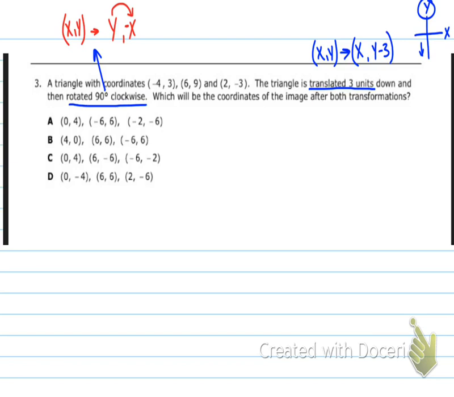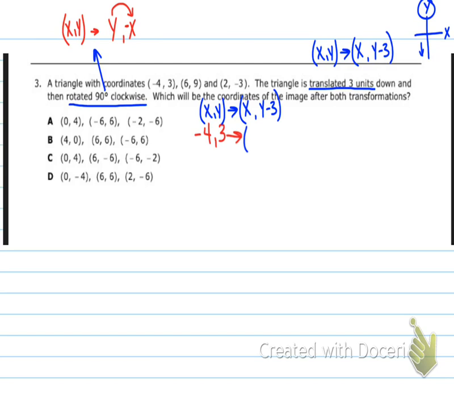I'm going to go ahead and do this with the first point. So the first thing I'm going to do is get my original -4, 3. And what I'm going to do is let me go ahead and copy this rule. I'm going to do this rule to it. So what I'm going to do is keep the x value.